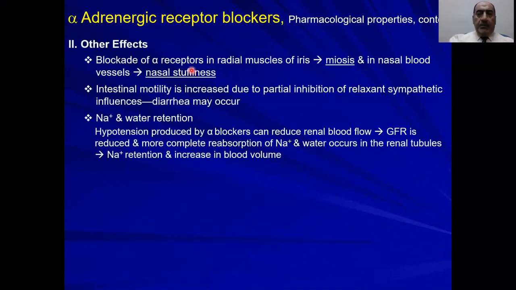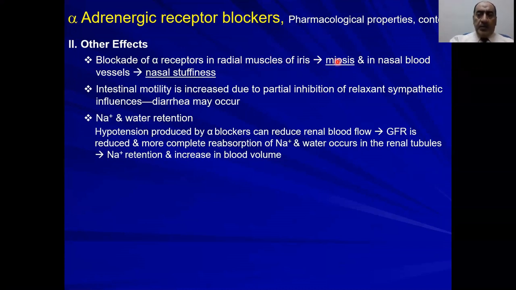Other effects, again, remember the normal responses to the sympathetic nervous system. On the level of the eye, the sympathetic nervous system activates the dilator pupillae muscle, which will cause mydriasis, dilatation or widening of the eye pupil. So if the sympathetic nervous system causes mydriasis, the opposite will be what? Miosis, right? Because you are blocking these alpha receptors in the iris, in the radial muscle of the iris, or the dilator pupillae muscle.